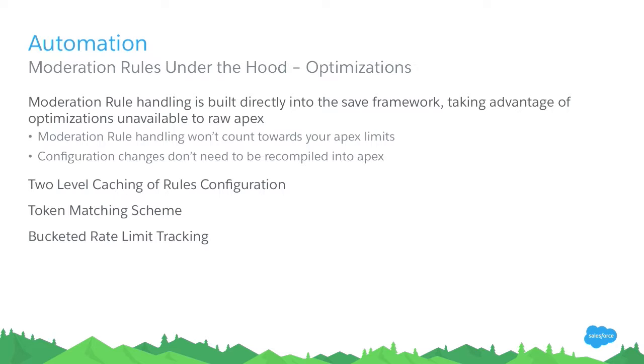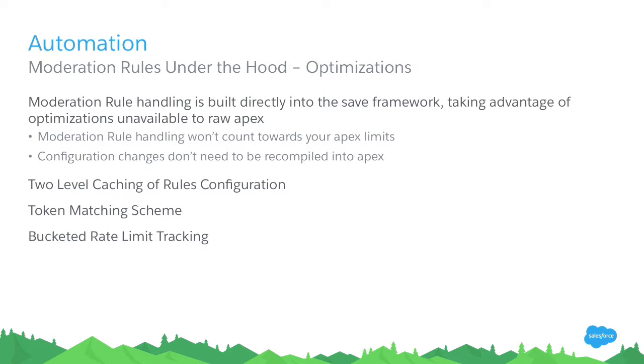We've built in, again, as I mentioned, the two-level caching. We have bulkified, fast hashed token matching, and the rate limiting tracking, as I mentioned earlier, is a little fuzzy, but it is actually highly performant.